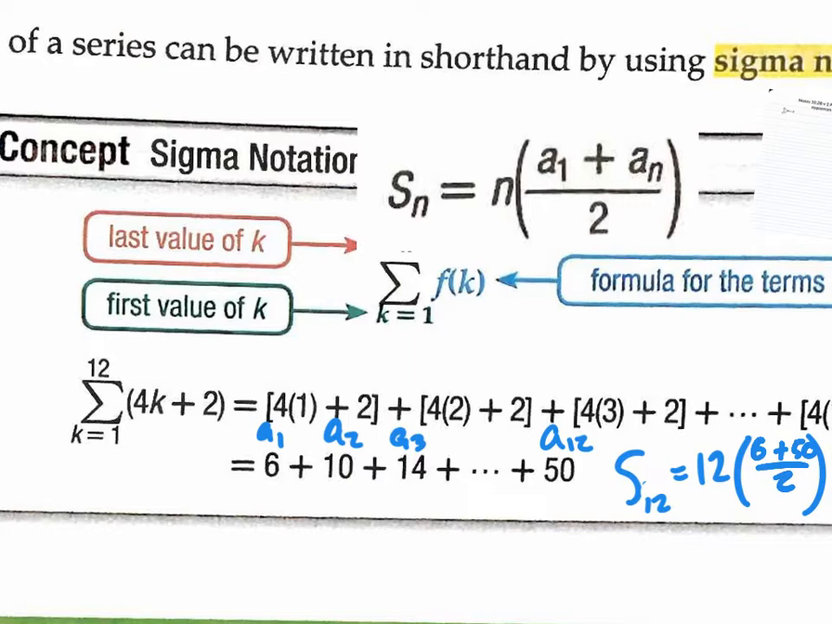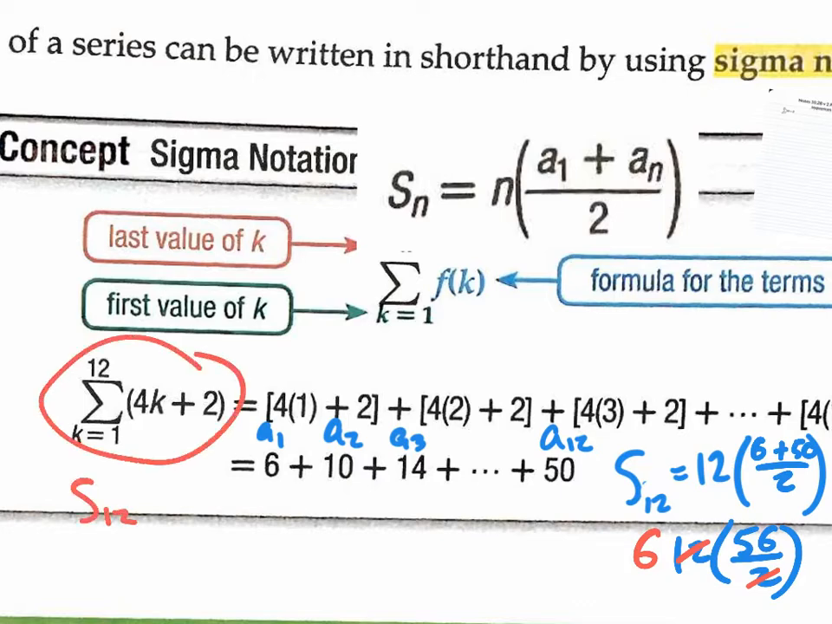So 6 plus 50 is 56 divided by 2, and we need to multiply it by 12. The easiest way to approach this, I would say, is to do 12 divided by 2 and get 6, and 56 times 6 on a calculator is 336. So the summation of those 12 numbers, this whole thing, equals 336. Okay, it's that easy, but it does get a little bit more challenging.